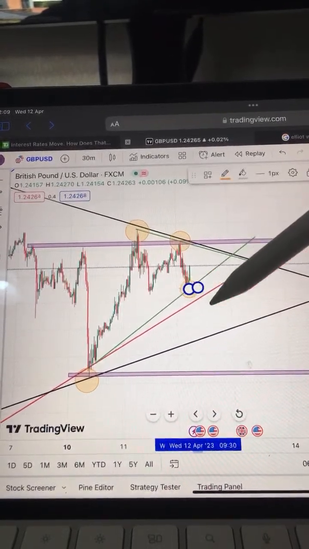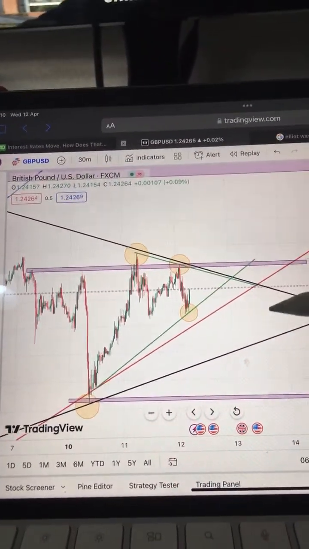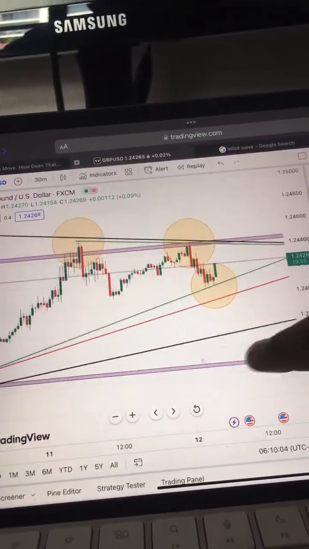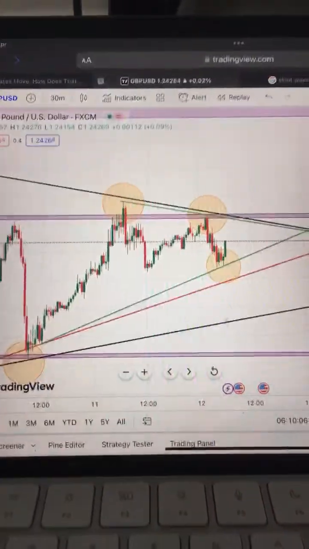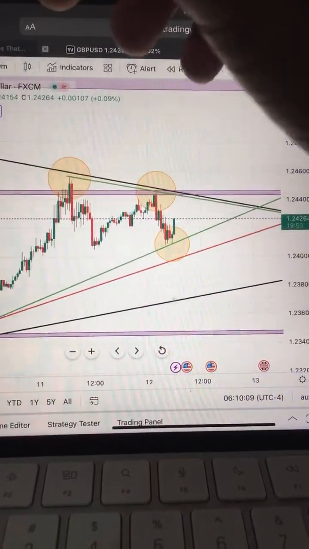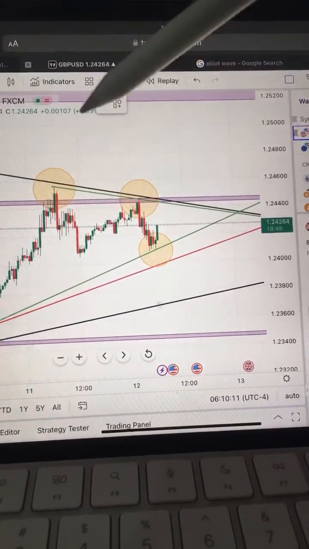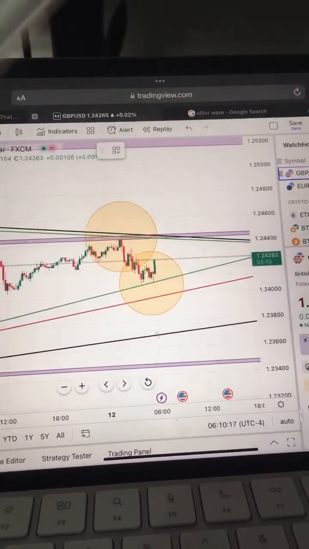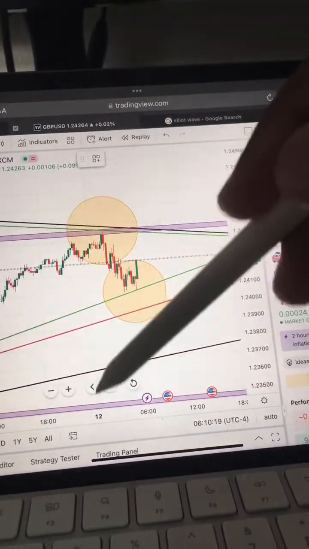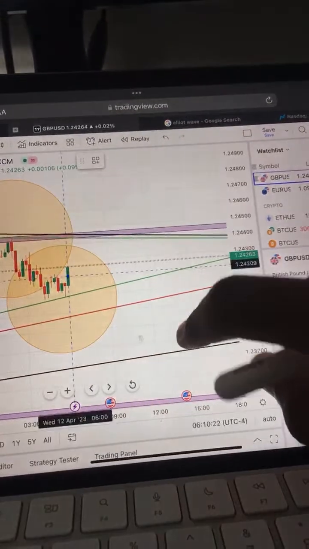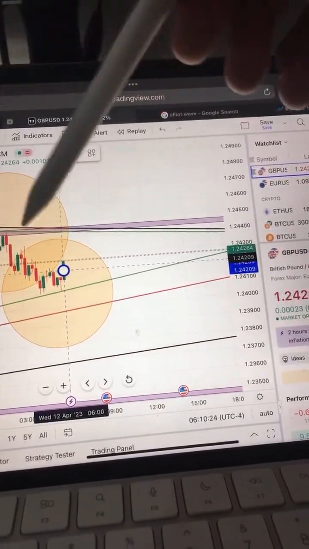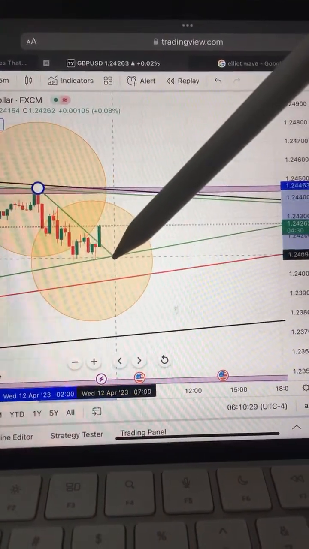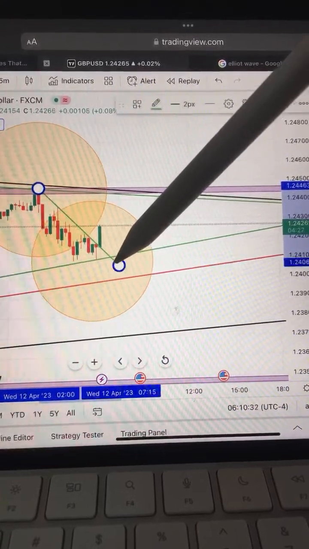This is my touch two from the support, and here is my setup for my entry points. So right now I will break it down to M15 and work with this setup that I just finished from M30. So right now I will do this, my touch one and touch two.